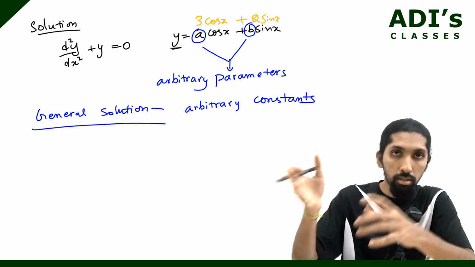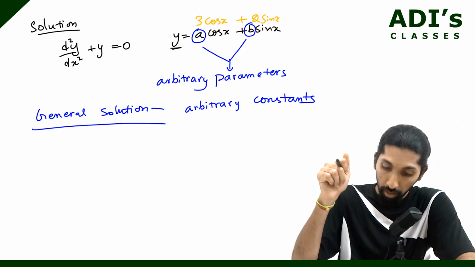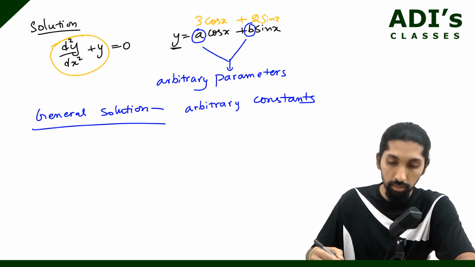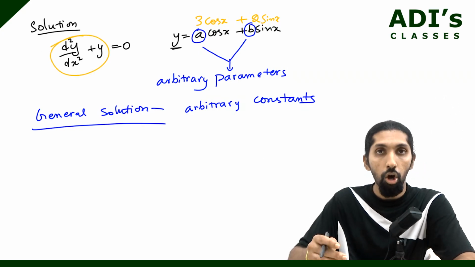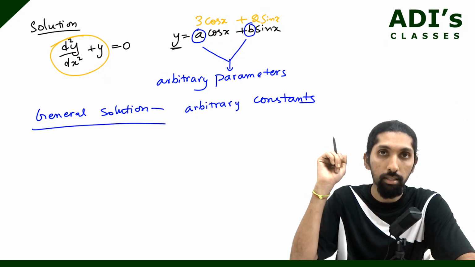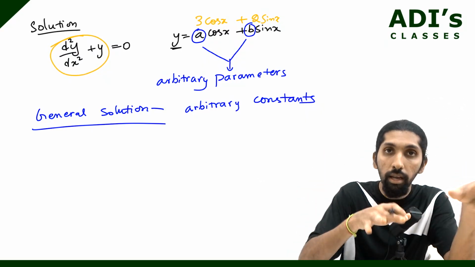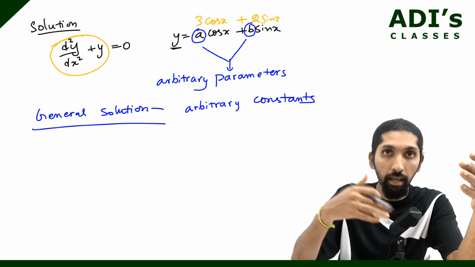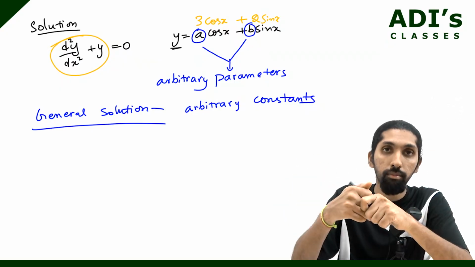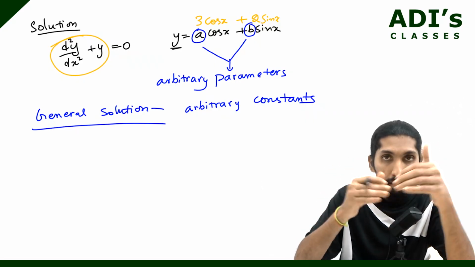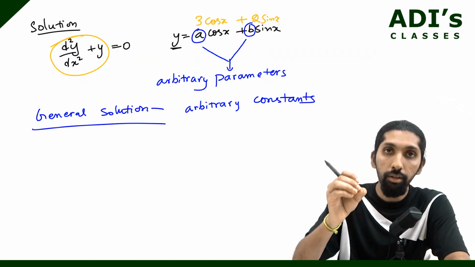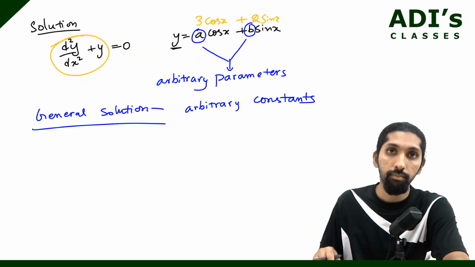Now this is also a solution. Even if you take 3 cos x plus 2 sin x and substitute it in this differential equation, you will still get LHS equal to RHS. It's not that only for a and b you will get it and not for 3 and 2, right? Because a and b can assume any value. So a and b being arbitrary constants, we get a general solution.